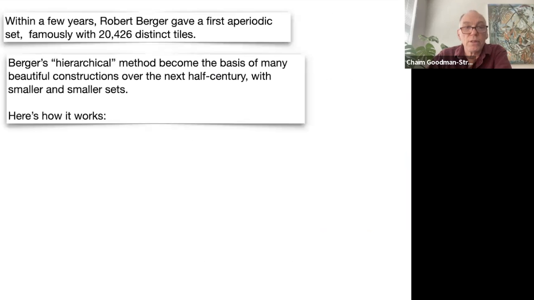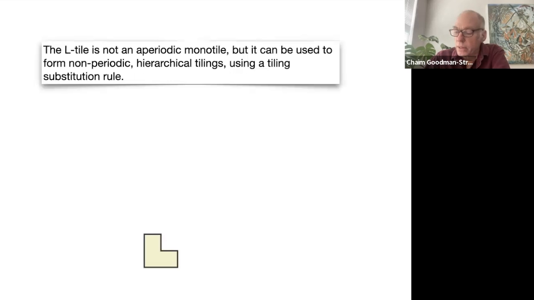And so anyway, within a few years, his student Robert Berger gave the first collection of 20,000 plus tiles, and we'll talk a little bit about that. He used this specifically to show the undecidability, but his hierarchical method became the basis of many other constructions. And so here's how it works. And so this is, I suppose, what I spent a bunch of my career on.